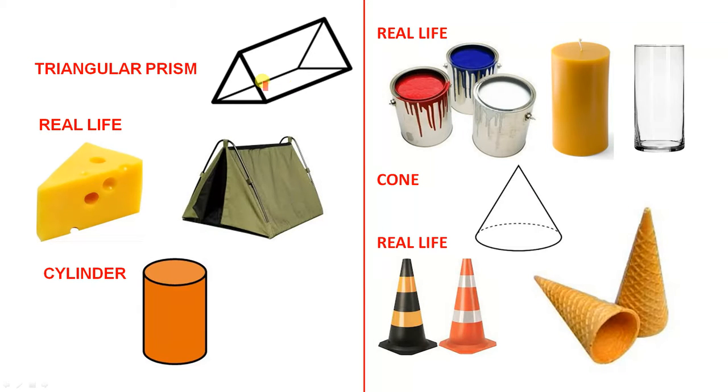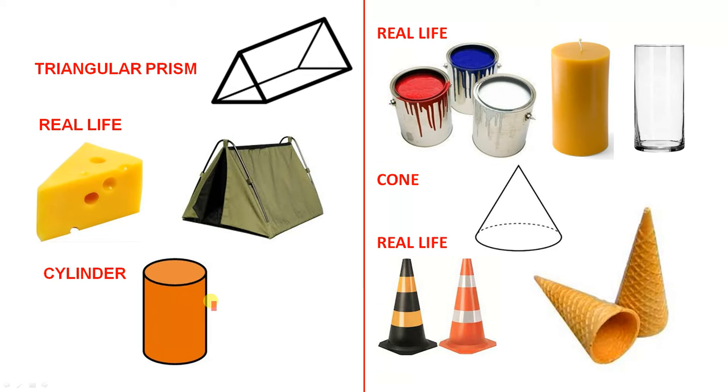The triangular prism. In real life, we have this piece of cheese, so you've got the triangle there, and then these sides here all extend vertically and you have a triangle on the base. So it's basically the same shape as this. So that's an example of a triangular prism. And also the tent. See, there's the triangular face, and these sides extend back here, and then the part at the back is also a triangle.